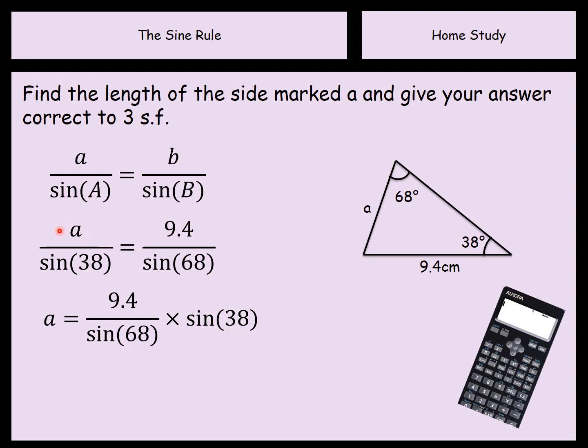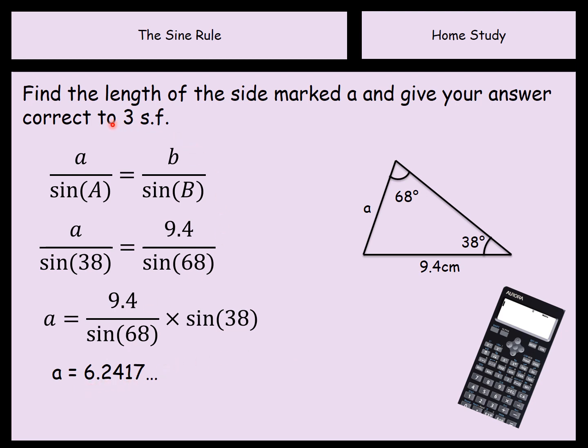Next step is we just want a. So it was being divided by sine 38. I'm going to move that across, make it times, and this is something I can now just type in my calculator. Be careful that when you type it in you do have this bit as a fraction and then multiplied by sine 38. Make sure that your display looks like this, otherwise you're going to end up with some problems. We're going to get an answer on our calculator.